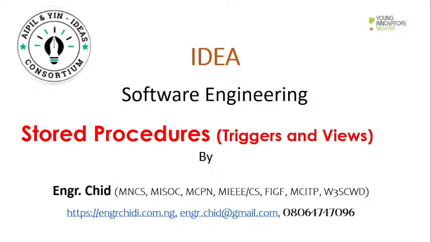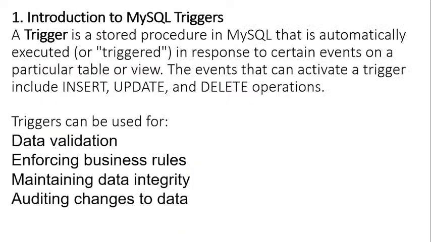So one advantage of having a stored procedure is that you can reuse the code. So we want to look at two major types of stored procedure: triggers and views. So a trigger is a stored procedure that is automatically executed in response to certain events on a particular table of view. The events that can activate a trigger include insert, update, and delete operations.